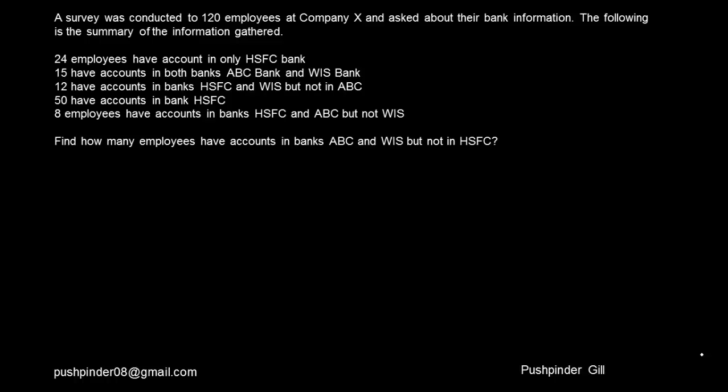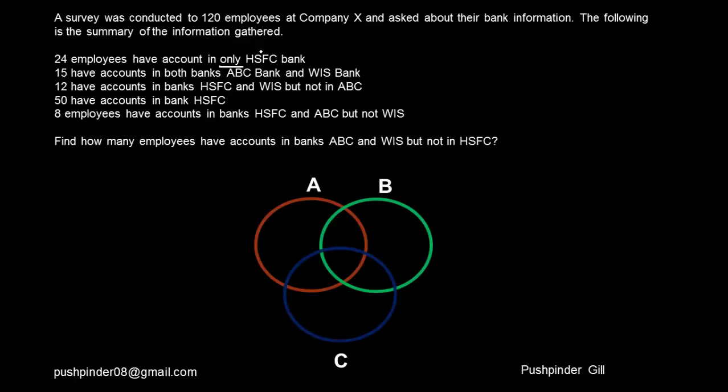24 employees have an account in only HSFC Bank. So whenever you see this keyword only, that means it's only A, right? Earlier we were doing questions where we knew only the big values, the value of A completely, the value of B completely. But over here, the values are distributed. So once the small values are given to you, it's always recommended that you draw the diagram, right? So let us denote this by A.